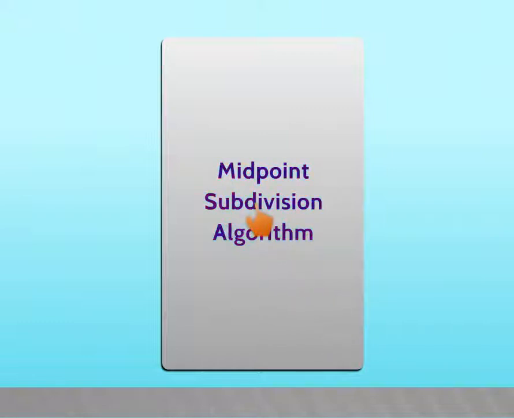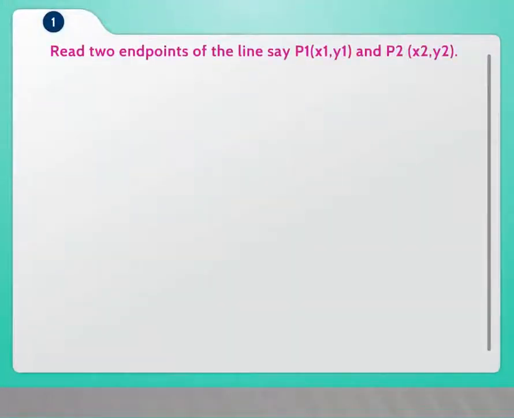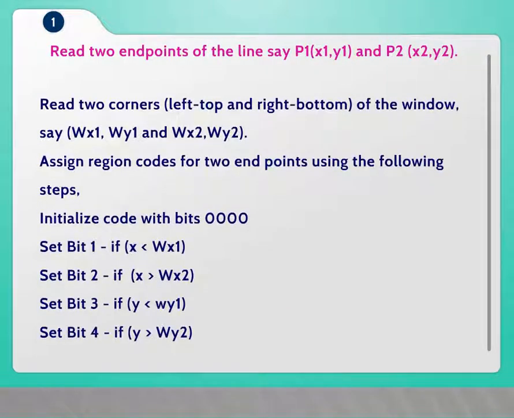Midpoint subdivision algorithm. Read two endpoints of the line, say P1 into x1, y1 and P2 into x2, y2. Read two corners, left top and right bottom of the window, say wx1, wy1 and wx2, wy2. Assign region codes for two endpoints using the following steps. Initialize code with bits 0000.